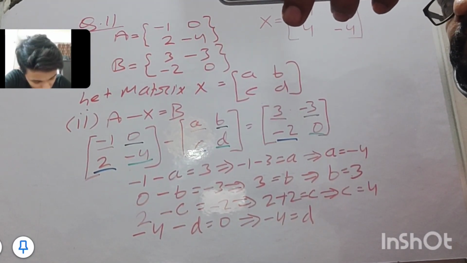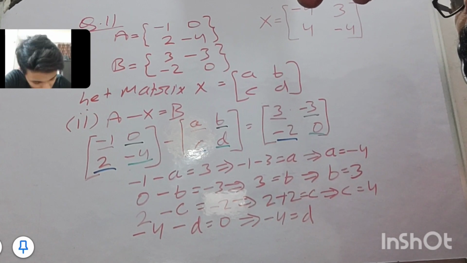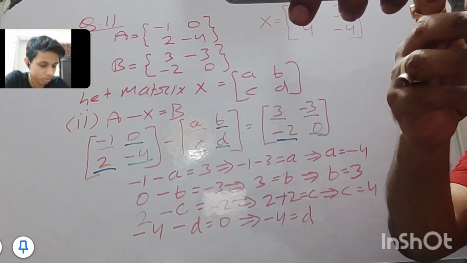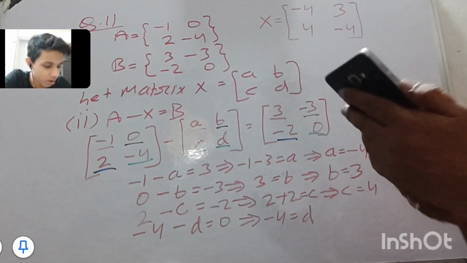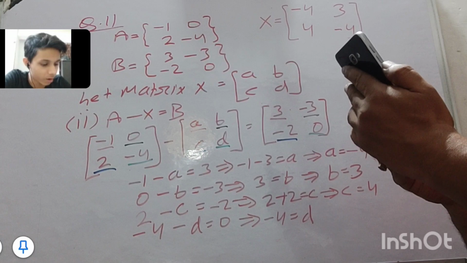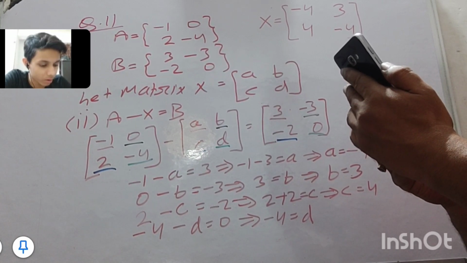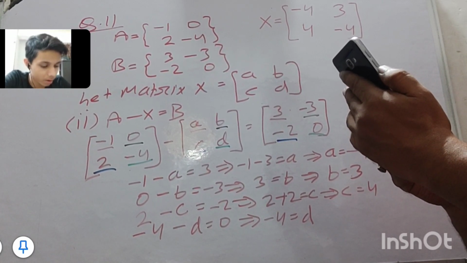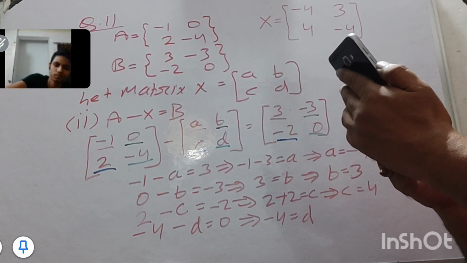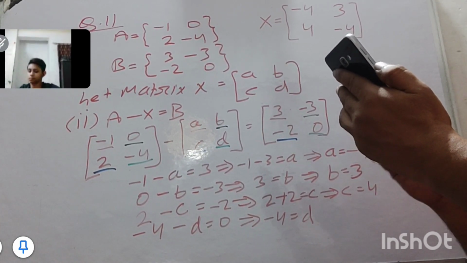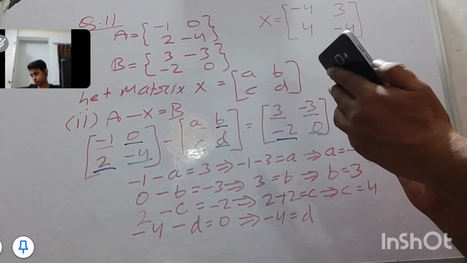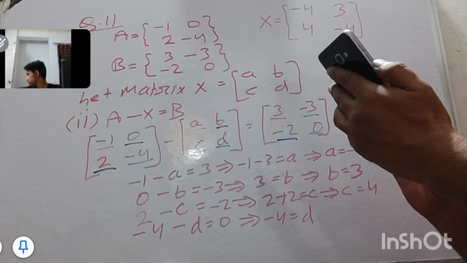Taking a snap of this solution of the second part of question 11. X is equal to [-4, 3; 4, -4], and now send it to the respective student.